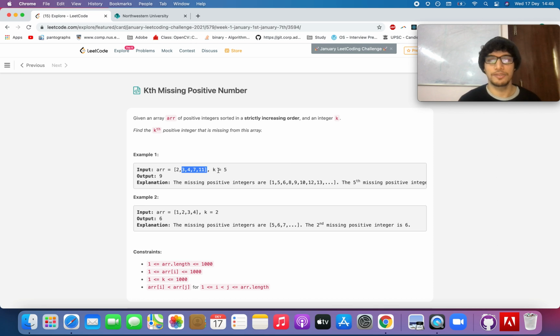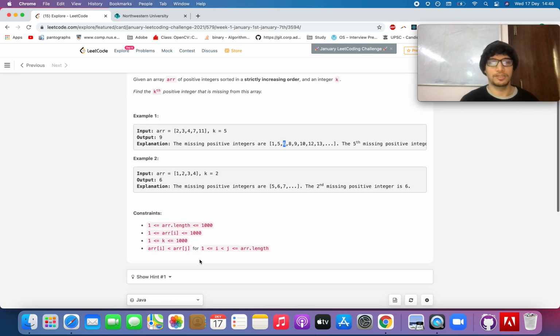Had it been the first one, it would have been 1. Had it been the second one, it would have been 5. Had it been the third one, it would have been 6, and so on. Also, it is given to us that the length of the array is up to 1000, k lies from 1 to 1000, and the numbers are in increasing order. They're sorted in nature. So let's walk through the algorithm, the slideshow that I have created here.